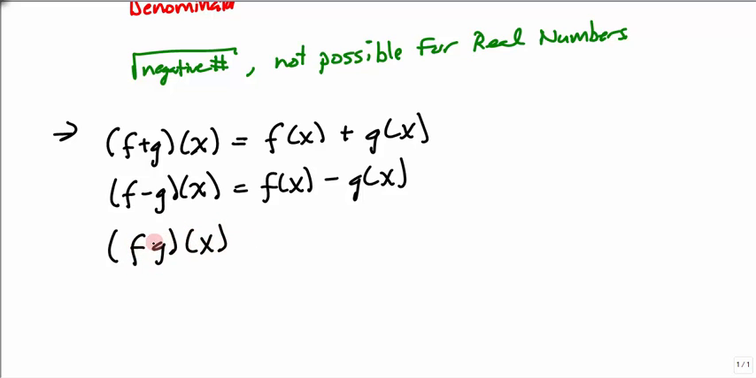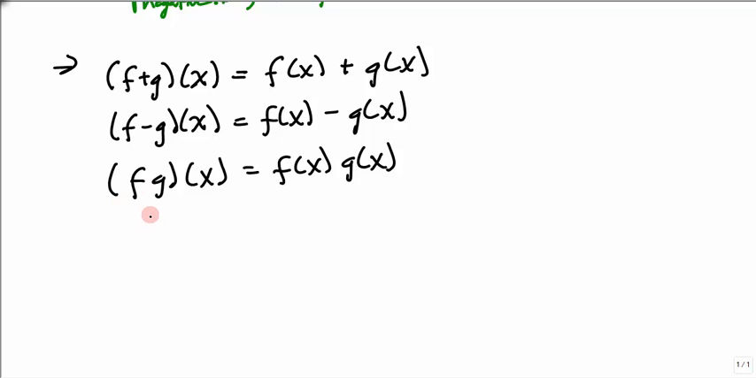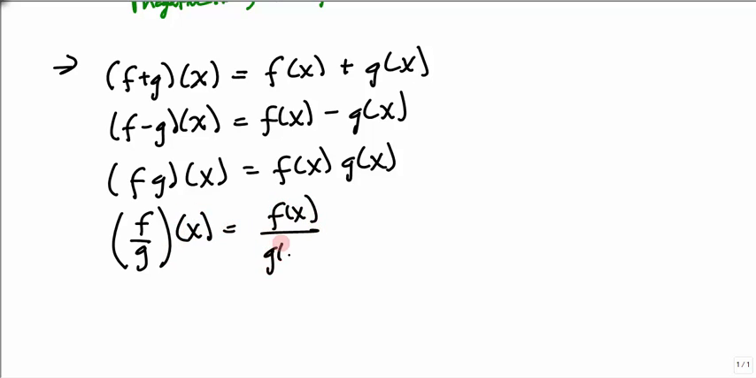The same thing works with multiplication, fg of x. Remember, when your variables are written together, it means to multiply. This just means f of x times g of x. And now we also have division. With division, this is the one that we need to be careful of. For instance, we might have f divided by g of x. This is just equal to f of x divided by g of x.